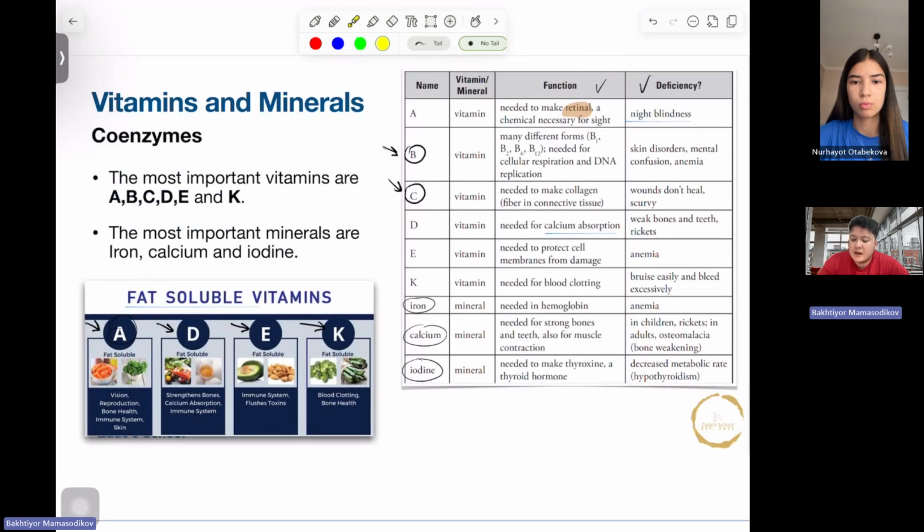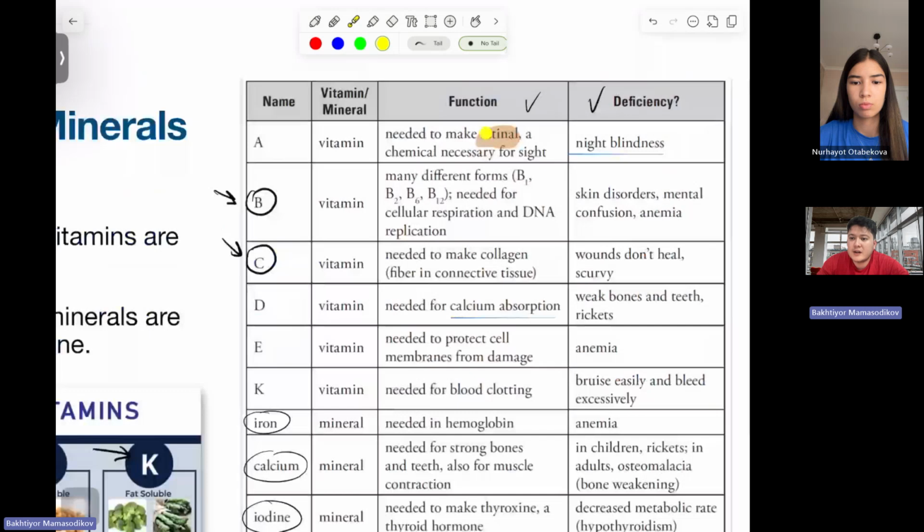So vitamin A is needed to make the retinal in your eye, a chemical necessary for sight, for vision. Okay, so deficiency of vitamin A causes night blindness. Vitamin B has many different forms, starting from B1 until B12. They are needed for cellular respiration to make NAD plus and FAD plus. Okay, and for DNA replication as well, we need the vitamins. If you have a deficiency of vitamin B, you might have skin disorders, mental confusion, and anemia.